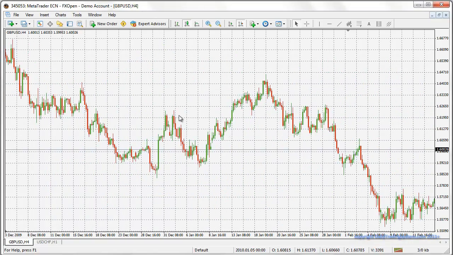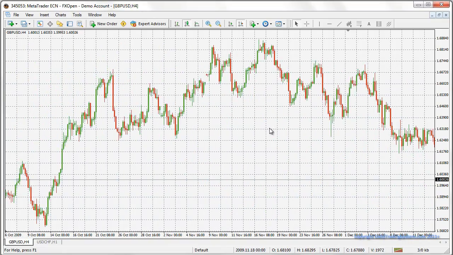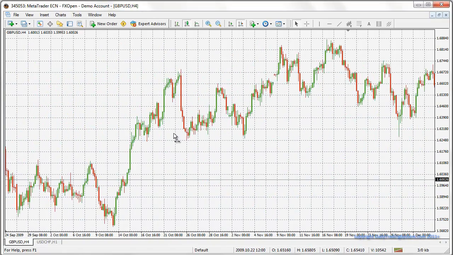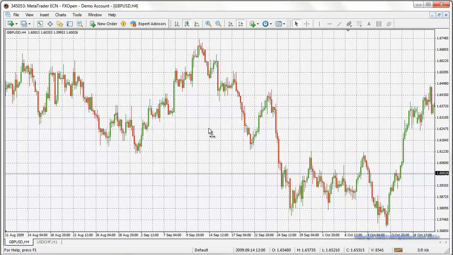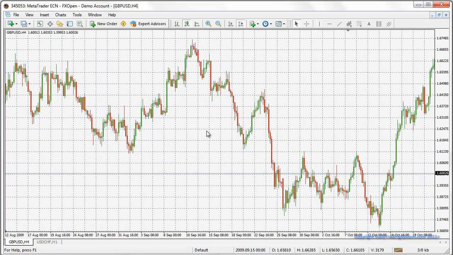But I don't really tend to trade off of head and shoulders patterns, to be quite honest. I don't really find them all that useful, unless I actually see one that looks like this. This is, without a doubt, a nice setup.